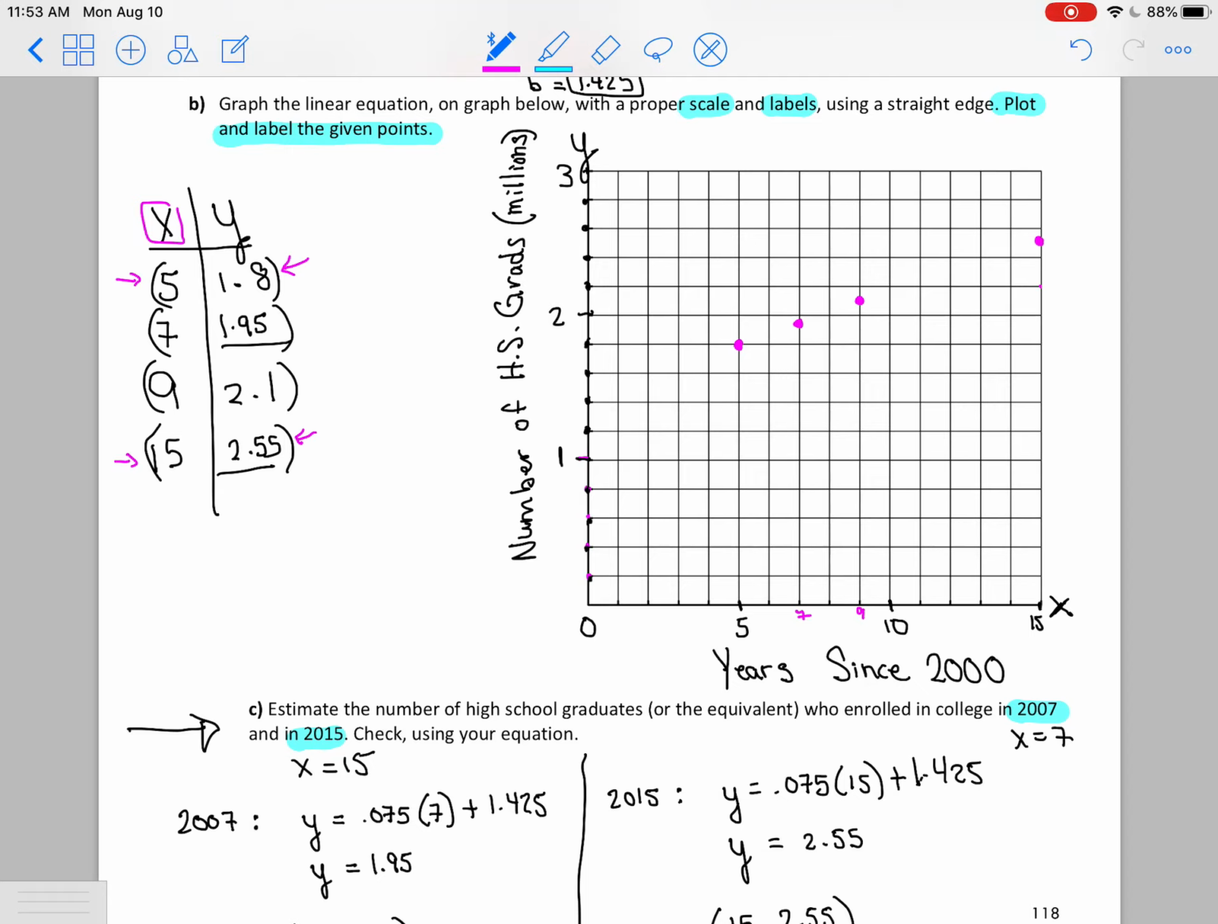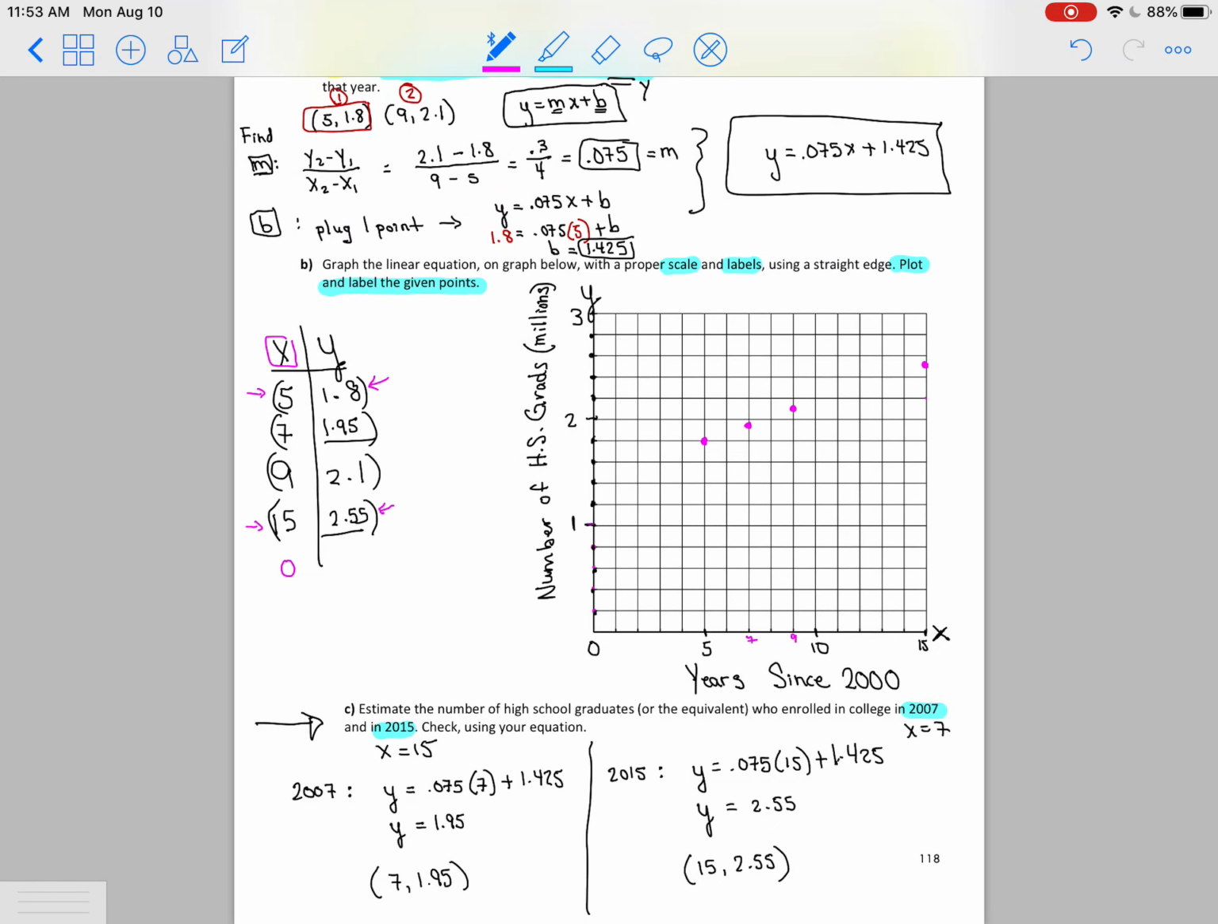The other thing that I like to do, guys, is I know we could have done it at the beginning, but I like to figure out what my intercept is. And we know from the equation, if I were to stick 0 in here, we know that this is my y-intercept. We also know that because this is b, right? And b is my y-intercept. So we're going to go 1.425 here.